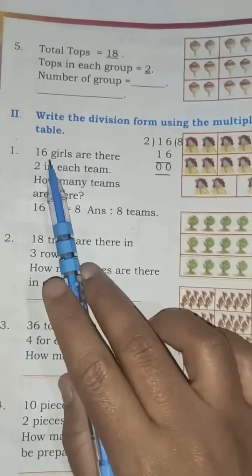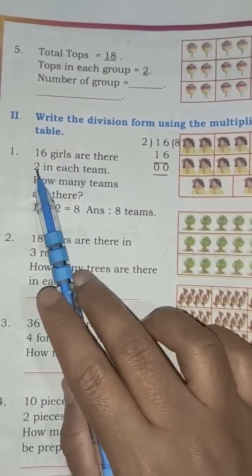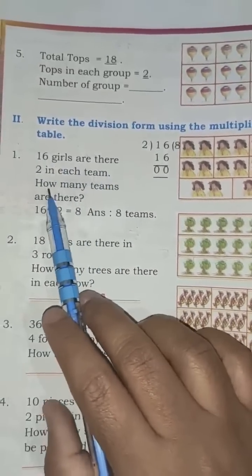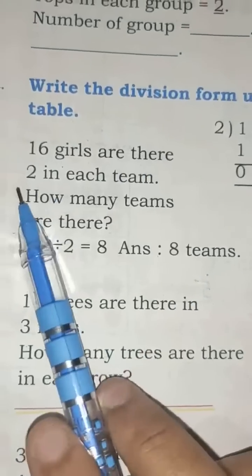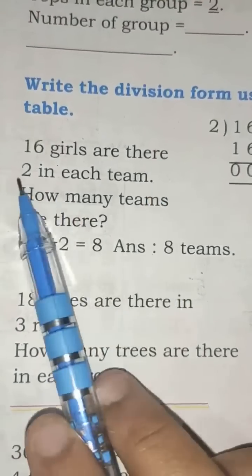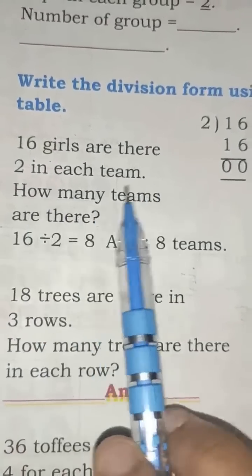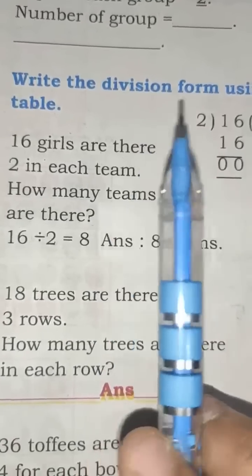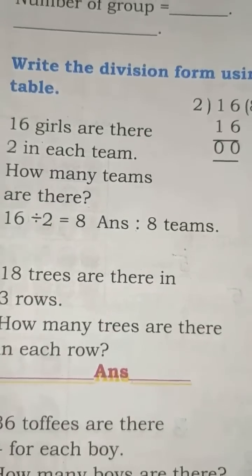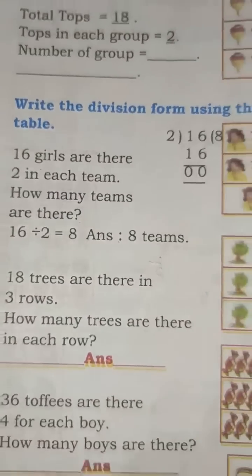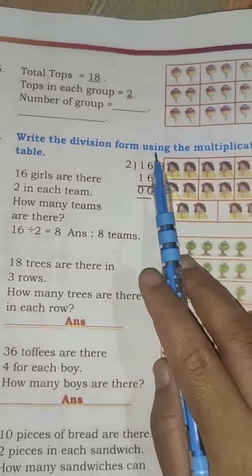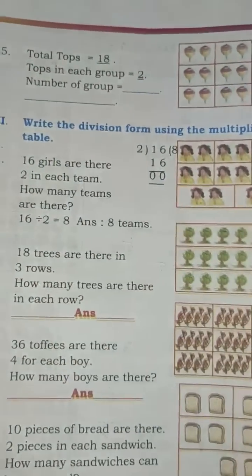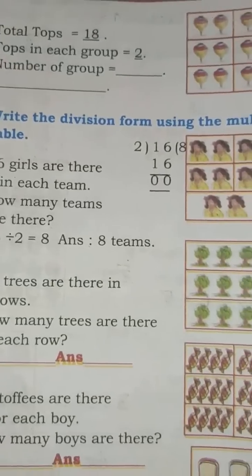Okay. So here 16 girls are there, 2 in each team. How many teams are there in total? You have to count it. So you have to calculate it. First, what you have to do? You have to divide it, because they are saying here using the multiplication table. Okay. I will show you how.